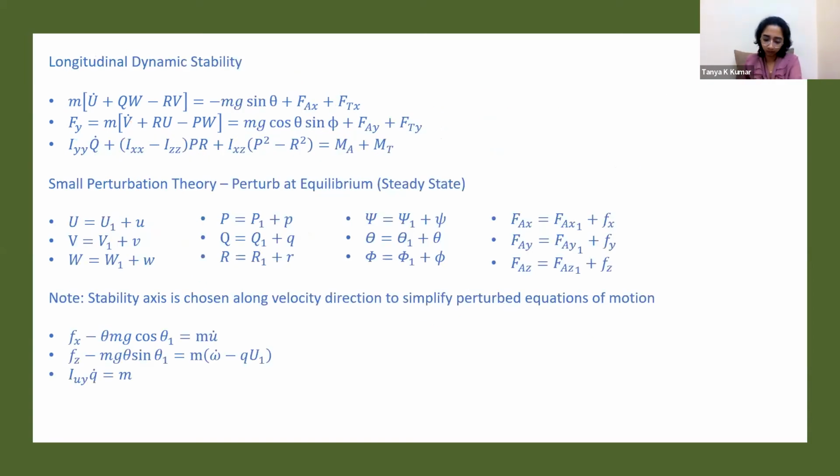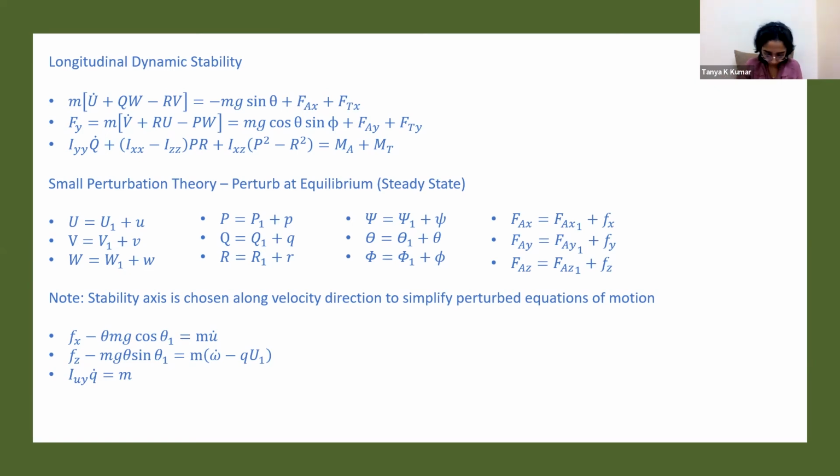Okay. So now we analyze for longitudinal dynamic stability. What are the motions that come into play here? You have u dot, you have v dot. Longitudinal will be only in the xy axis, in that plane. So in the x direction you have u dot, in the y direction you have v dot, and the rotation about that axis is the pitching moment. So you have q dot.